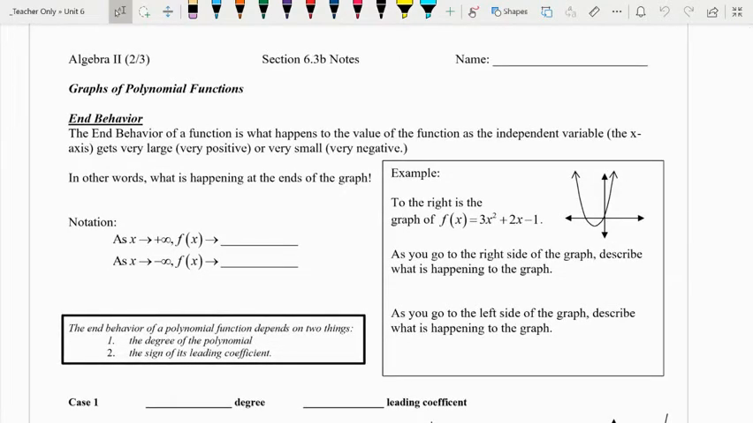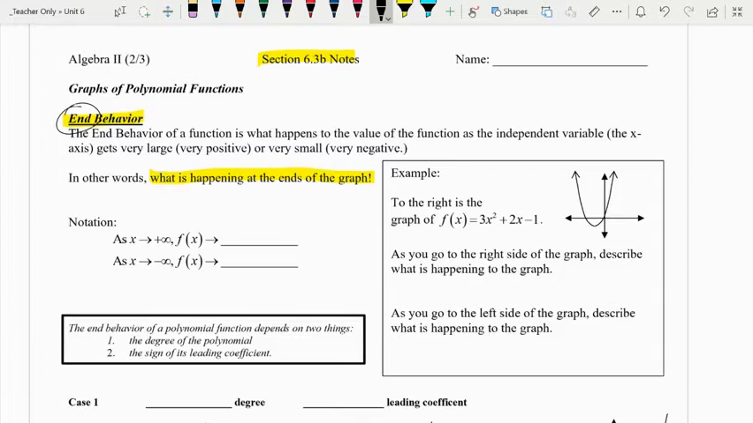All right, section 6.3, second day of notes. For this one, we are focusing on the same polynomials that we were talking about, but we're talking about end behavior. End behavior of a function is what happens to the value of the function as the independent variable, aka x values, gets very large or positive, or very small or negative. In other words, what is happening at the end of the graph, hence end behavior.